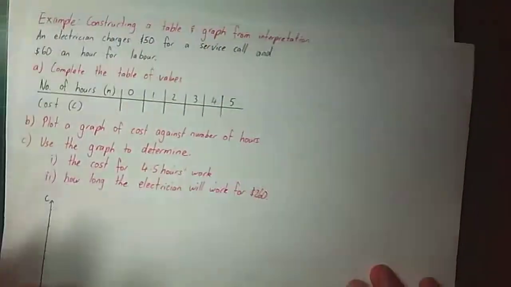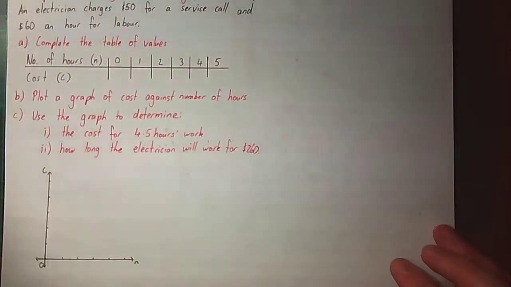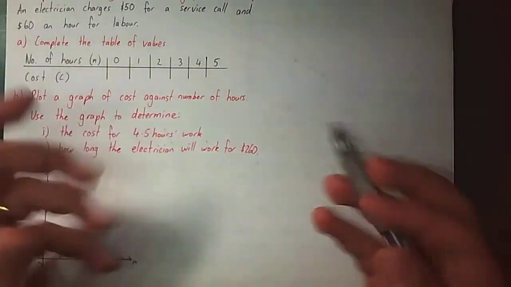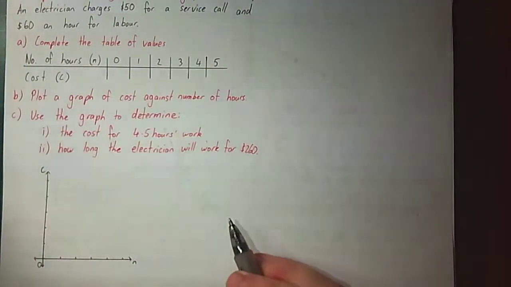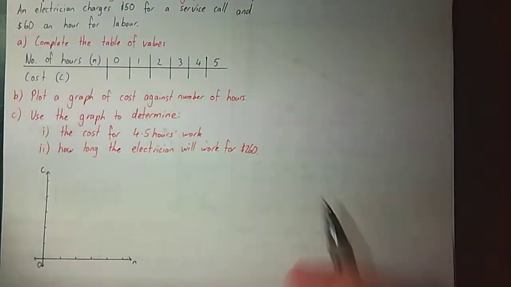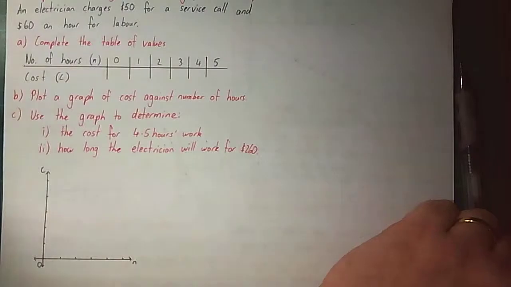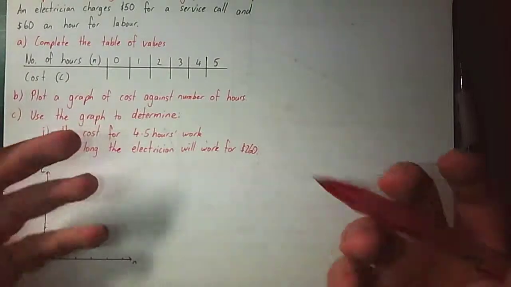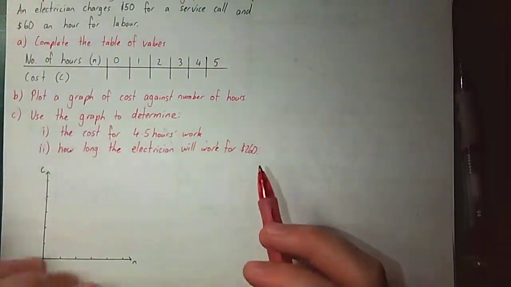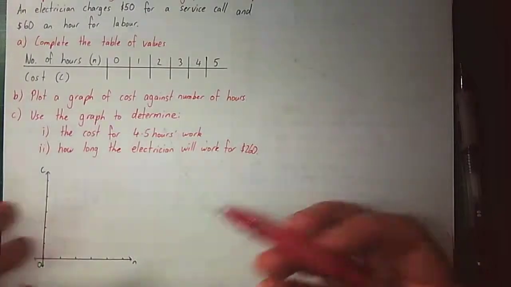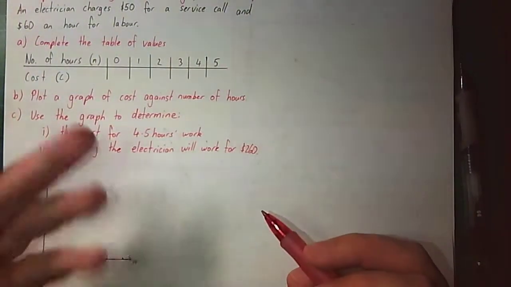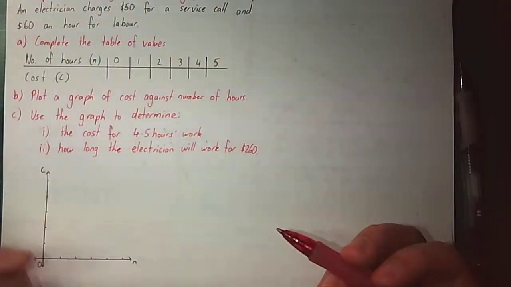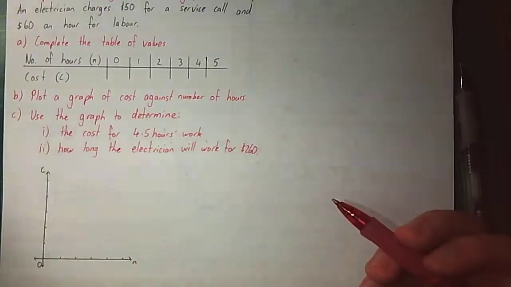Last, we have constructing a table and graph from interpretation. So what this means is we're going to take the question, identify the rule, and then put it onto a graph. Okay, so first of all, here it says an electrician charges $50 for a service call and $60 an hour for labor. Now this is quite a real life application of this idea, because in the future you'll pay for people to do things for you, and this can help you get an idea. You may be this electrician and you might need to understand how you'll be getting paid and determine how much you'll earn in a day.